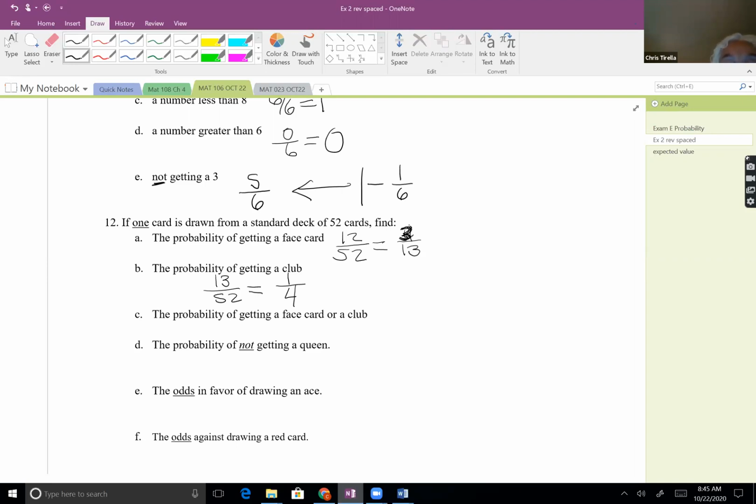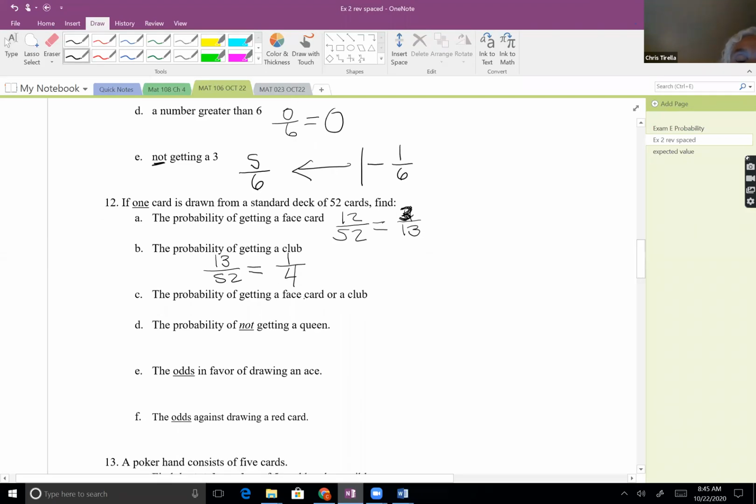Okay, so now the next one is a tricky one. It says, what's the probability of getting a face card or a club? Face card, I apologize, I want to go to the unreduced form, 12 out of 52. Club is 13 out of 52. The word or tells me to add.